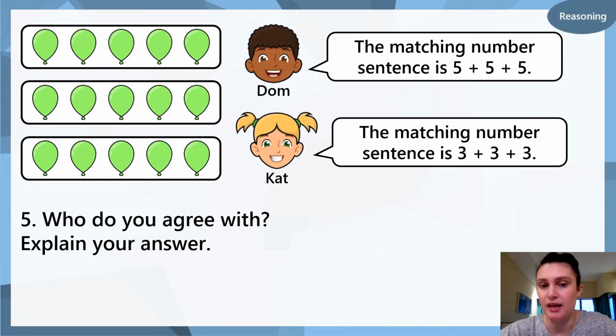Who do you think is right? So look at the arrays. Are the numbers 5 plus 5 plus 5? Or are they 3 plus 3 plus 3? You need to look at the row, you need to count how many balloons, and you need to see if there's 5 balloons to make it 5 plus 5 plus 5, or if there's 3 balloons to make it 3 plus 3 plus 3. Then I want you to write your answer, and I want you to tell me why.